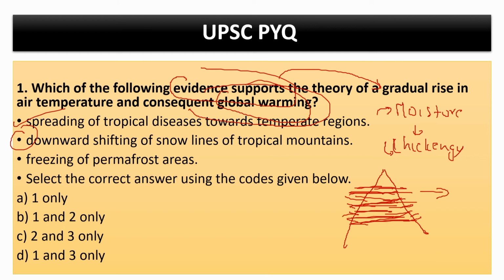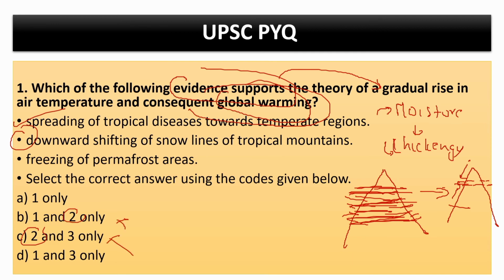At the same time, when there is an increase in temperature, what actually happens? When temperature increases, this snow actually retreats. It will melt, so the snow line will be decreased from the top. So, is there a downward shifting of the snow line happening at the tropical mountain? No, there is an upward shifting of the snow line. The snow line which was earlier here has shifted to here. There is an upward shifting of the snow line. So it is a wrong option, and we can eliminate option 2. So this is a wrong answer.